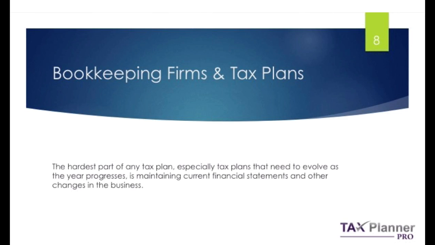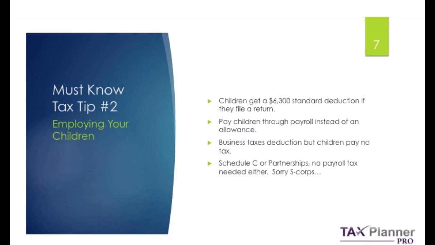I'm going to move on to the next tax tip, employing your children. So must-know tax tip number 2 is about employing your children. Now, this is one that if you are not recommending and using, if you have clients or yourself have children over the age of 7 and they do any work at all for your business, you need to be taking advantage of this. You can pay your kids as an employee up to $6,300, and the standard deduction on their tax return is going to zero out their income at the end of the year. So they don't pay any tax.